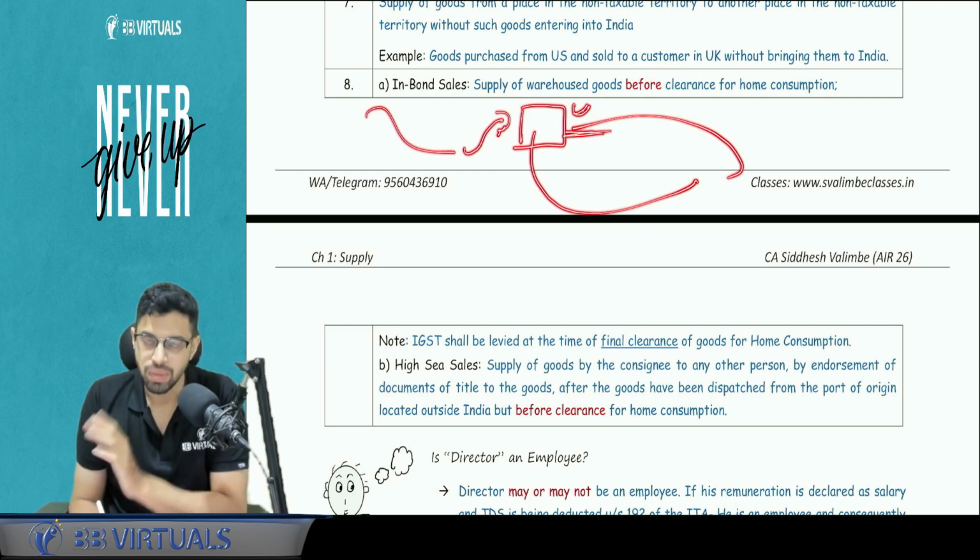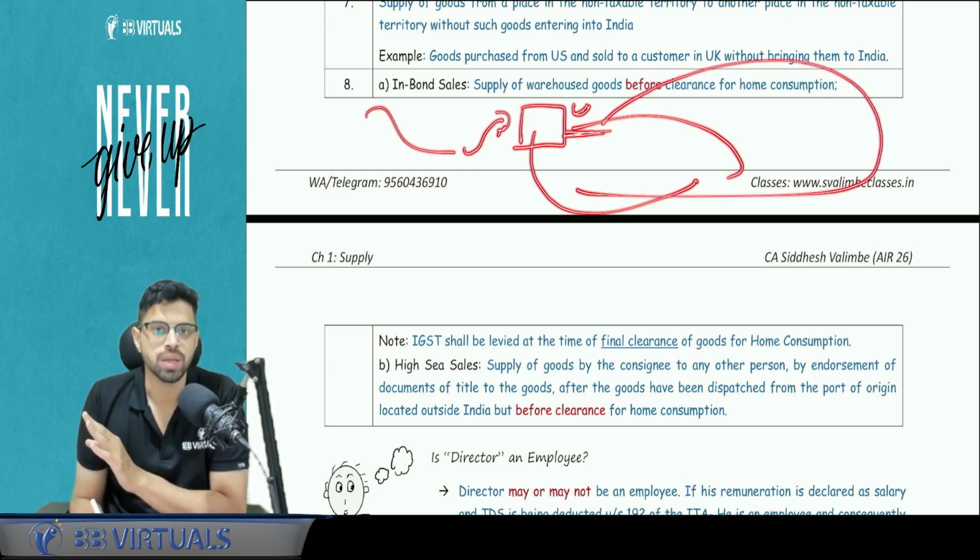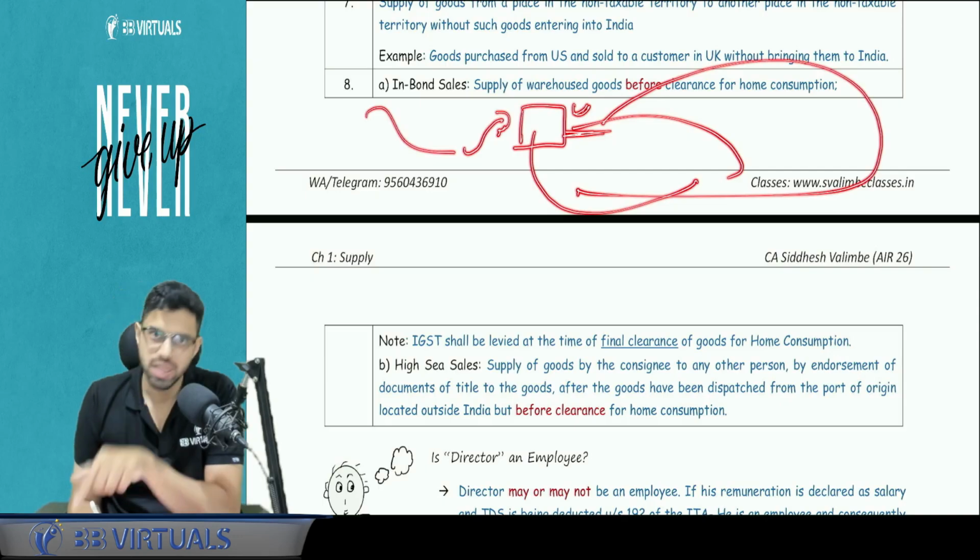Now Mr. X will go and get the goods cleared. There he will pay IGST. Once cleared, let's say Mr. X sells those goods back to me. Then GST will be applicable.